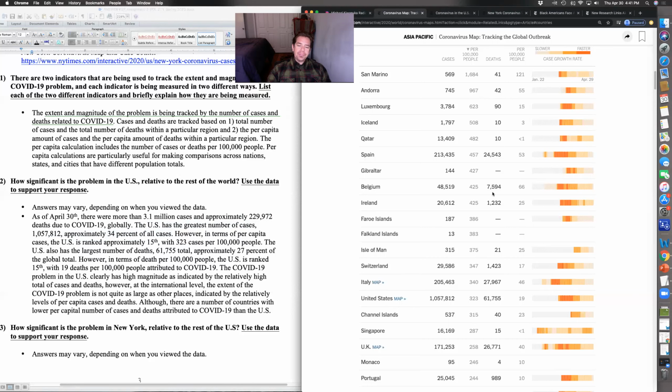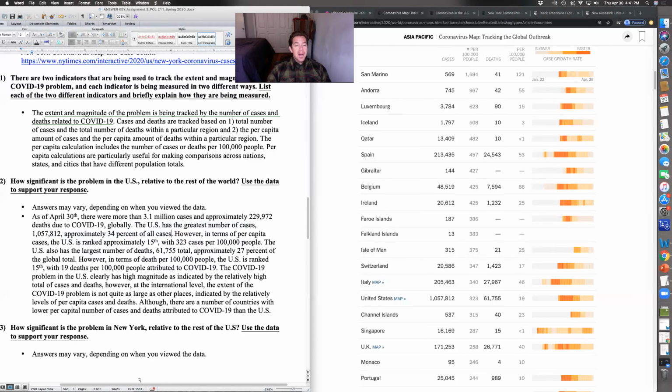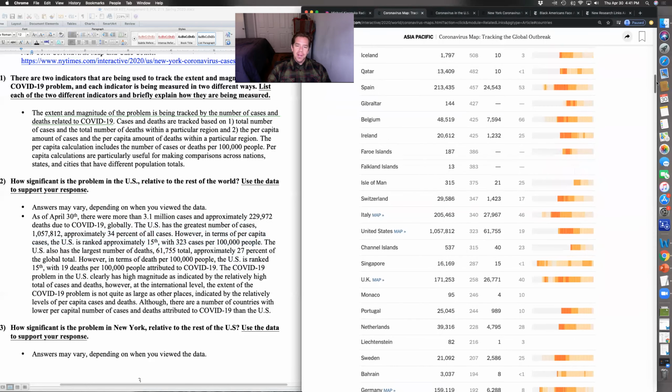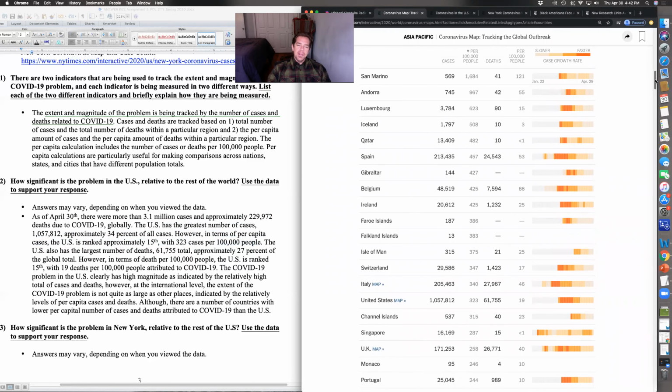Qatar. And if we scroll down, you can see the US is down here. What is that? 1, 2, 3, 4, 5, 6, 7, 8, 9, 10, 11, 12, 13, 14, 15. So the US has the greatest number of cases. However, when we control for population, the US is ranked about 15th, with 323 cases per 100,000 people. And you can roll down through this table and see that the US is not top in terms of per capita cases.